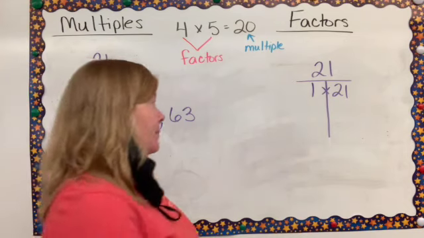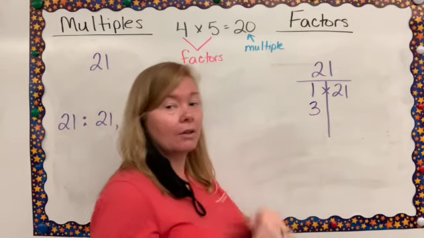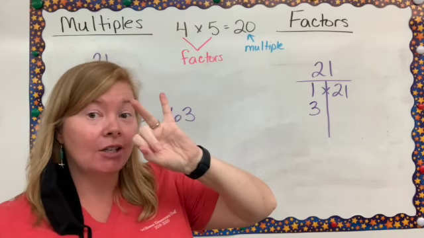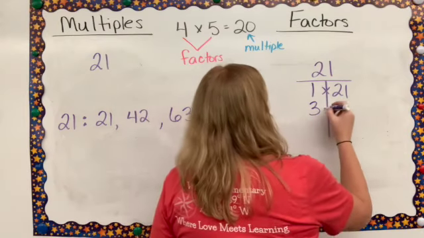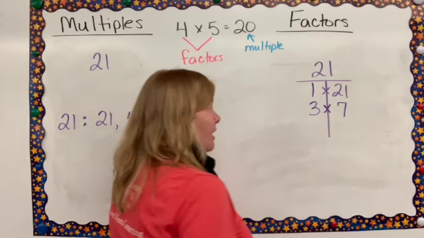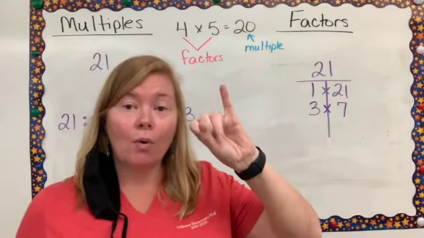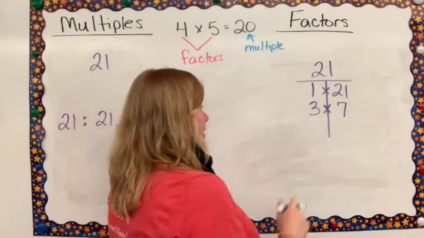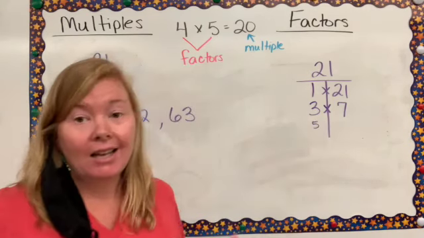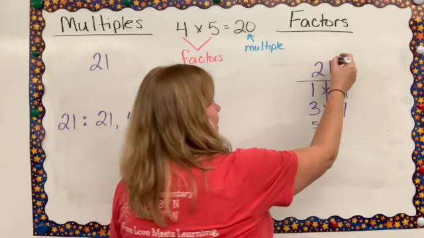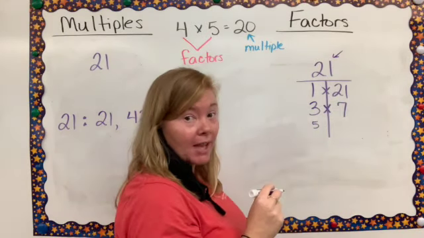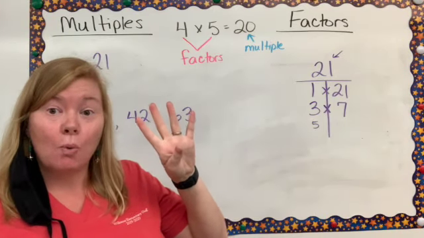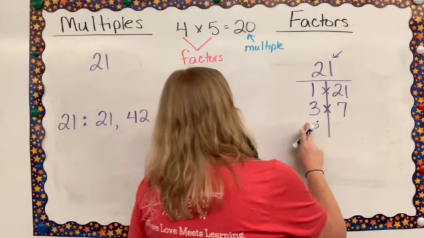Let's go to 3. Let's test 3. 3, 6, 9, 12, 15, 18, 21. So 3 times 7. That works. Let's do 4. 4, 8, 12, 16, 20, 24. I skipped over it, so that doesn't work. Let's try 5. I know 5's not going to work because the number in the ones place is not a 0 or a 5, but I'm just going to test it and show you. 5, 10, 15, 20, 25. I skipped right over it.